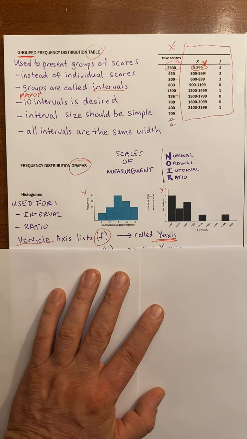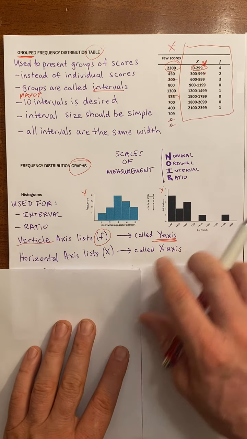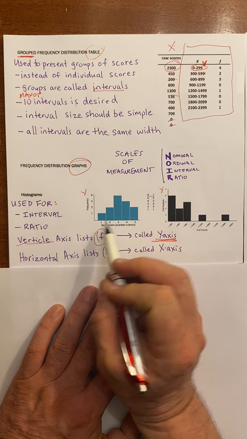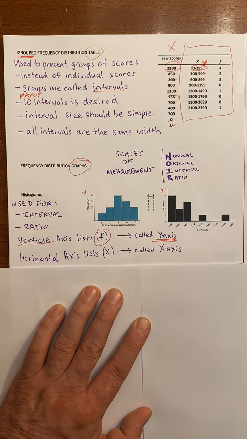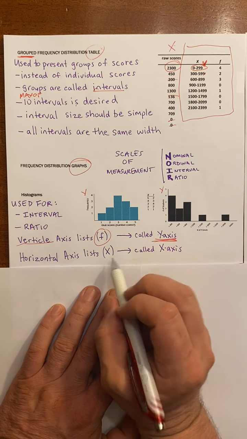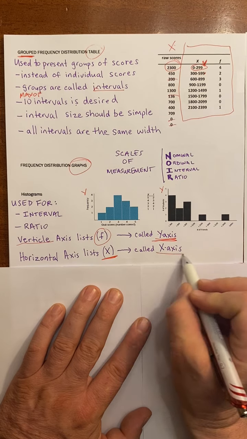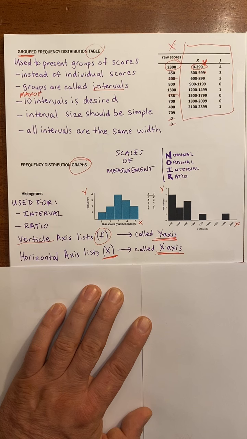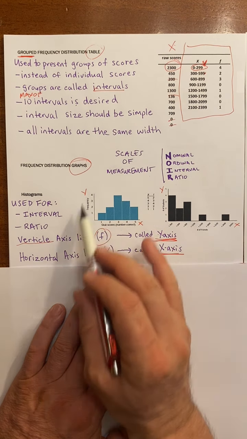Okay, but now let's explain the other axis, what we refer to as the horizontal axis. That's the one that goes side to side on the bottom of the histogram. This axis is always going to list your x values, and we call that axis the x-axis. So let's take a look at how it's showing the x values on this graph.